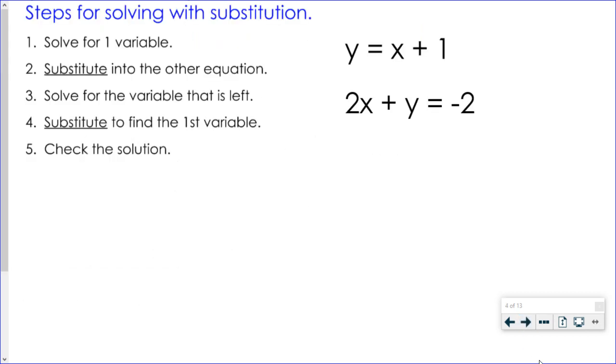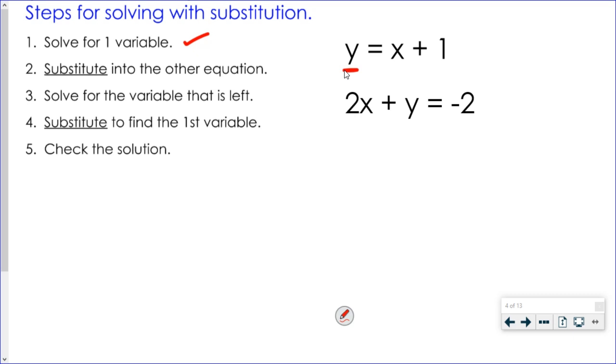Okay, so let's do this. So here are the steps. First of all, it says solve for one variable. Look, y is already by itself. So I don't need to get a variable by itself because conveniently, for this problem, y is already by itself.